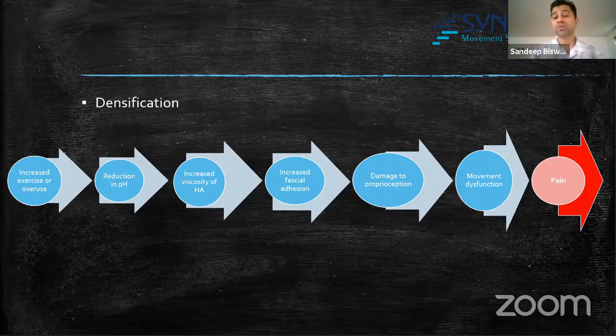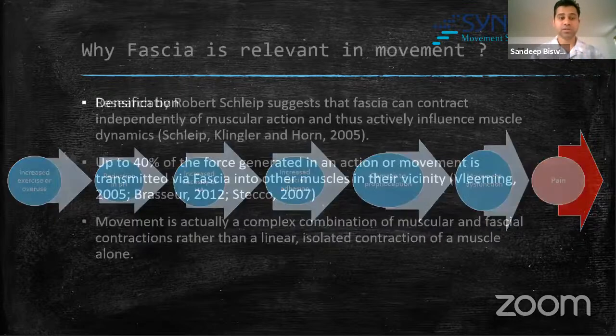Now, what this will do is damage the proprioception of the tissue, which will eventually lead to movement dysfunction and will finally lead to pain. Okay, that's a dysfunction due to densification.